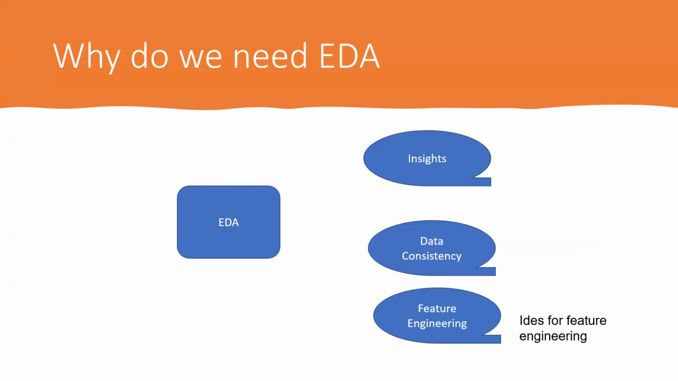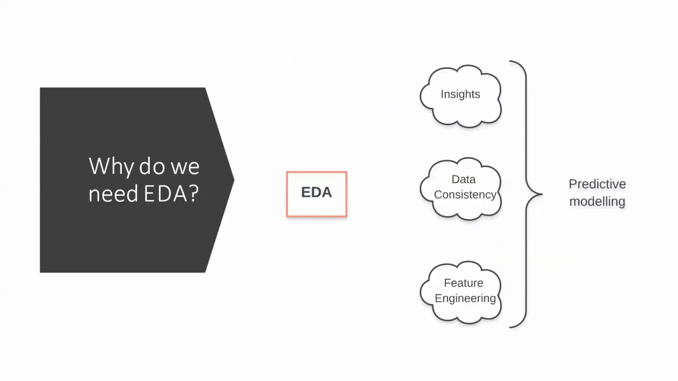EDA can also do the feature engineering. What is the average monthly balance? Average 3 months balance? Average 6 months balance? On average, what is the last quarter female balance, male balance? This is feature engineering, creating new features. Based on existing data, you can create new features in new columns. EDA is nothing but insights, feature engineering, and data consistency, with which we can build predictive modeling. The backbone of predictive modeling, another name for machine learning, is EDA analysis.